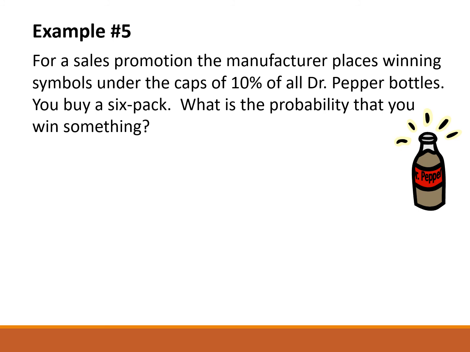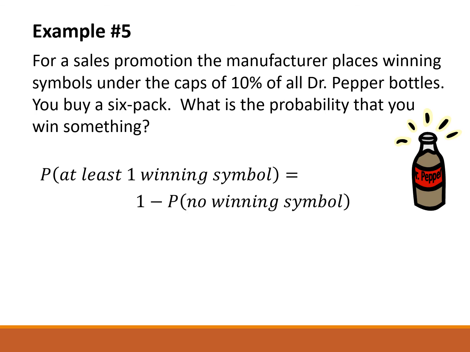I need to take away that my 6-pack has no winning cap, no winning cap, no winning cap, no winning cap. Well, what's the probability of me not winning? 90%. All right, so here we go. Probability of at least one winning symbol. That means I need to go 1 minus no winning symbols. Remember, I have a 6-pack, so I'm going to have to multiply something 6 times. When we did 2 light bulbs, we had to do it twice. So with a 6-pack, you're going to have to do it 6 times.